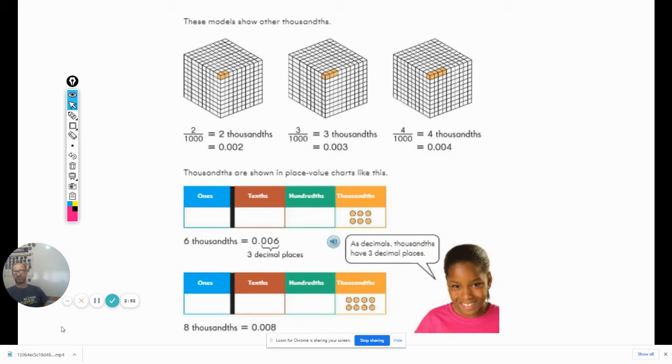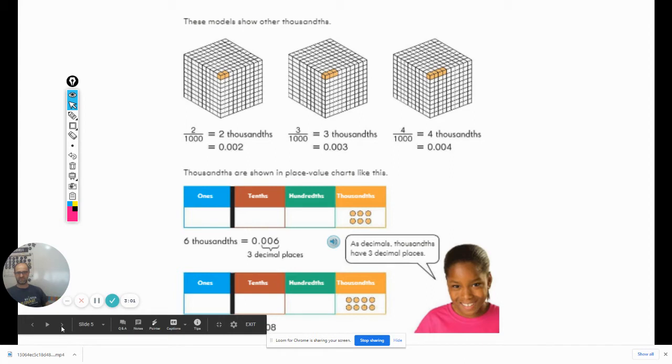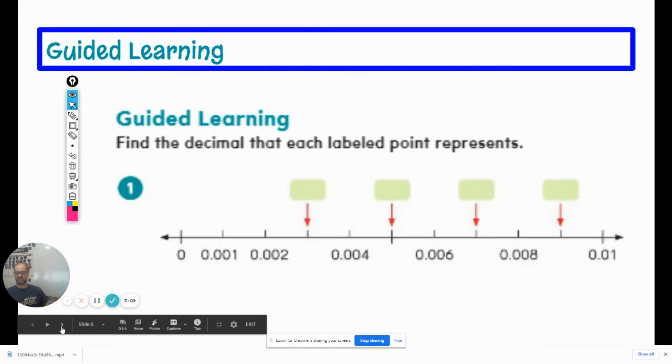You can also show them in place value charts like this. 6,000ths would be 0 and 006. 8,000ths, 0 and 008. Oh, McCarthy, get out of the way. Right? Yeah, thousandths have 3 decimal places. Okay? Do this. Come back and check your work with me.